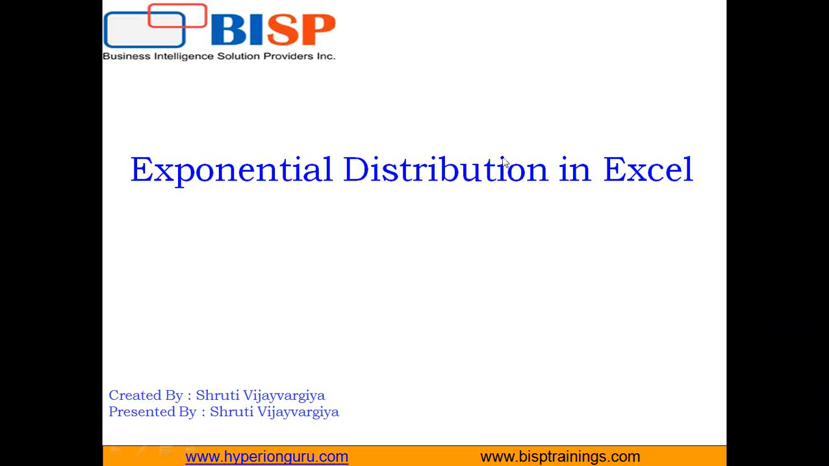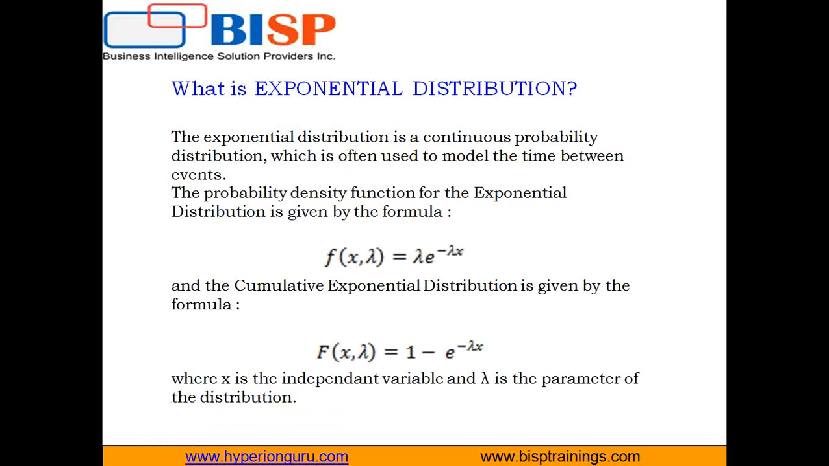In this video, I am going to tell you about the exponential distribution in Excel. Exponential distribution can be used to determine the probability of how long it will take to arrive at the first success in a Poisson distribution. That is, it describes the inter-arrival times in a Poisson process. It is the continuous counterpart to the geometric distribution, and it too is memoryless.